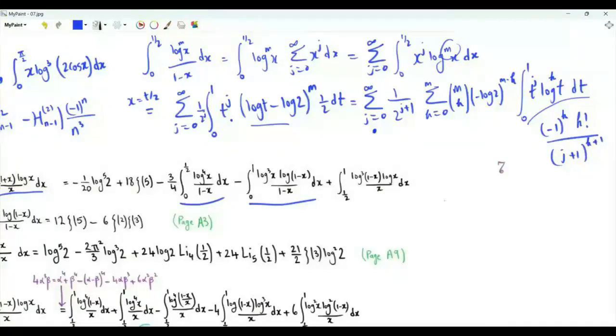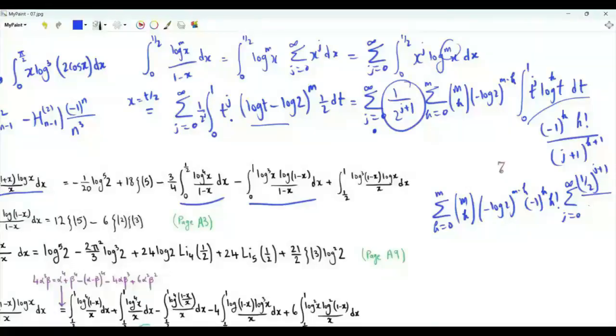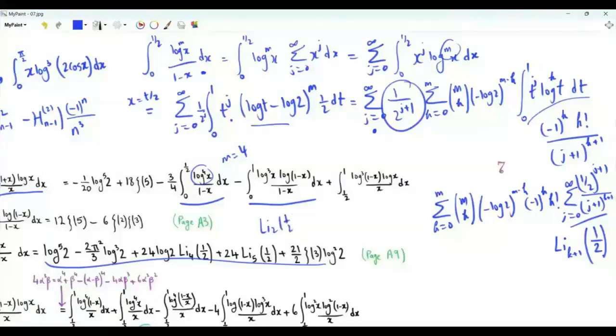Let's sum first over j. We have summation k from 0 to m, m choose k, minus log 2 to the power m minus k, minus 1 to the k, k factorial, summation j from 0 to infinity 1/2 to the power j plus 1 over j plus 1 to the power k plus 1. This is a polylogarithm function. We now have this integral. We need the special case when m is equal to 4. Here is what we get. Note that we need the dilogarithm of 1/2 and the trilogarithm of 1/2. Both values were previously obtained and are included in the appendix.